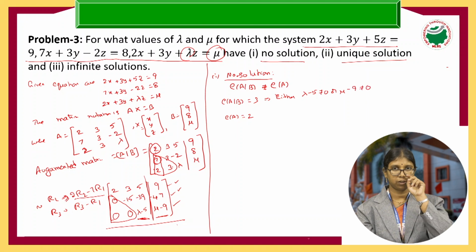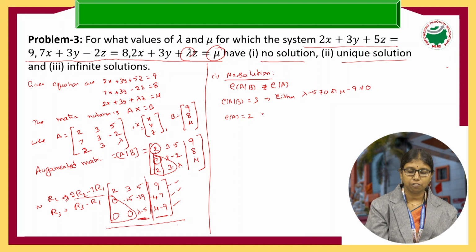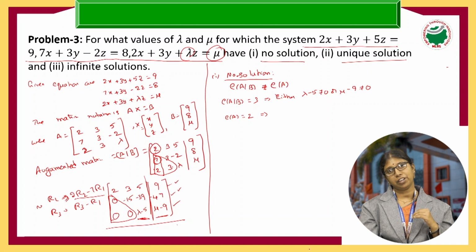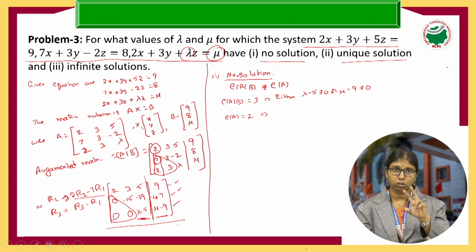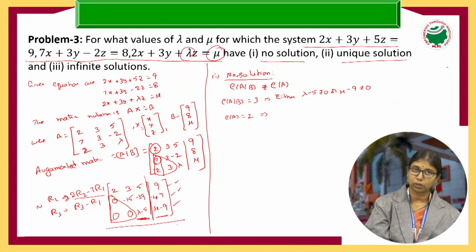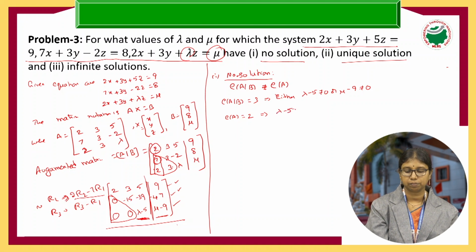Any one of these is possible, then we can say that the augmented matrix rank is 3. So rank of A equals 2. Rank of A means in matrix A, we require only 2 non-zero rows. Only 2 non-zero rows means what about this value? Lambda minus 5 must be equal to 0.